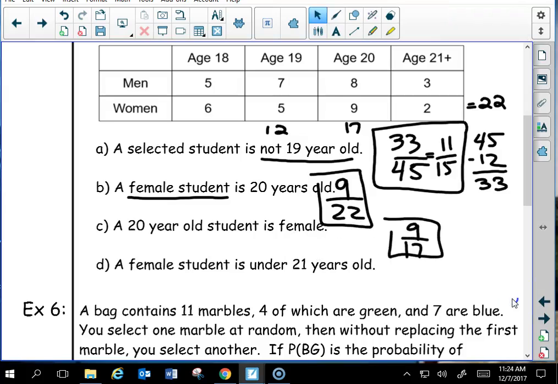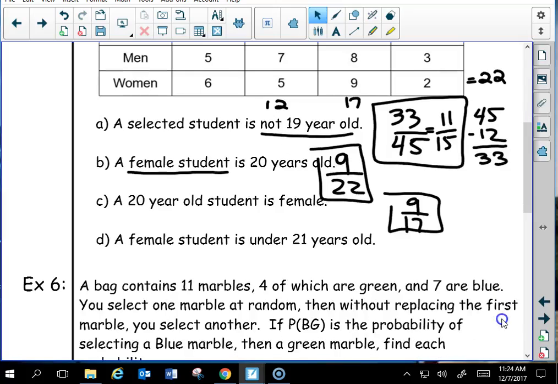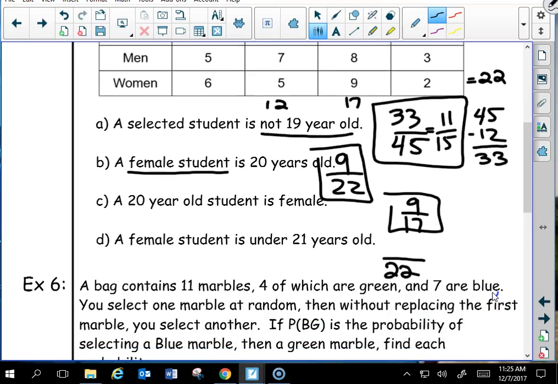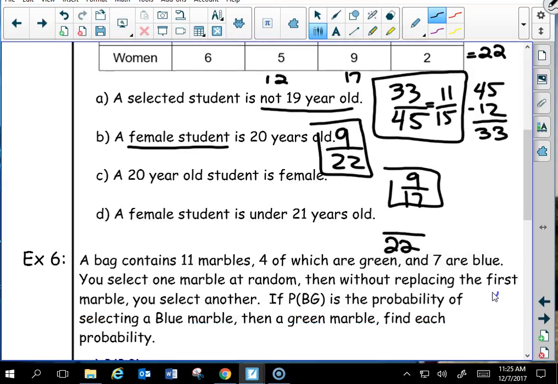Okay, last one, a female student is under 21 years old. Well, now we're just looking at the female row, and the denominator for that, like we already figured out, was 22. We know there's a total of 22 of them, and the number that is over 21, or 21 and over, is 2. So if I subtract 2 from 22, I get 20. And we're done with that problem.